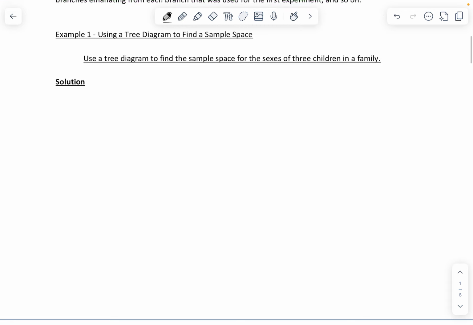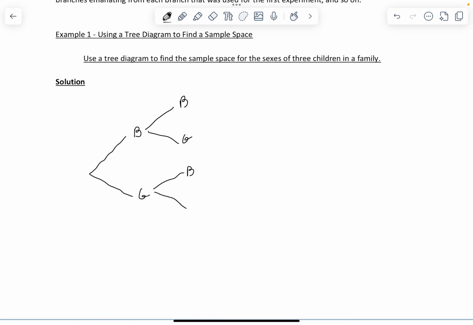We want to use a tree diagram to find the sample space for the sexes of 3 children in a family. Okay. So first of all, we've got the first child. And the first child could be either boy or girl. And then we've got the second child. And regardless of the sex of the first child, we've got the same 2 options for the second child, right? Either boy or girl. Boy, girl. And then we take that to another level for a third child, right? Where we put another set of branches coming off of each of these ones.